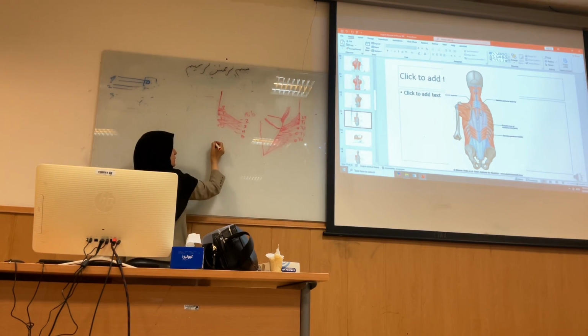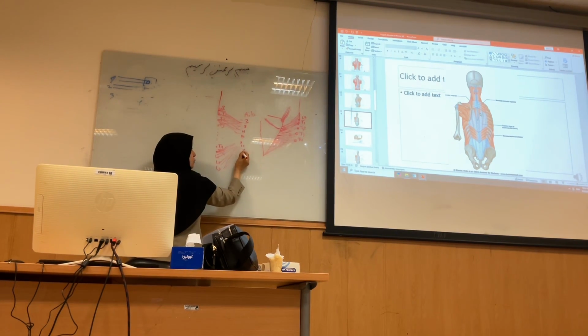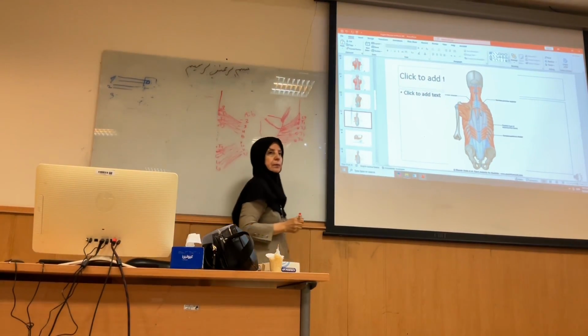About the serratus posterior inferior, remember here we have T11, T12, L1, L2, L3. Normally, the serratus posterior inferior is going to attach to the spinous process of T12, L1, L2, L3. Okay? And on the other side, we are going again to attach to the rib. Which rib? 9, 10, 11, and 12. Okay? Now you understand.